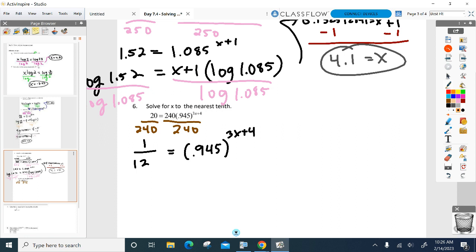Now it's by itself. So let's take that 3x plus 4 out of the exponent spot and put it down. But make sure we log. Separate it, right? I don't want this to look like 4 log 0.945. It's 3x plus 4 times log 0.954. Don't attach that 4 to the log. And then log the 1/12 on the other side.